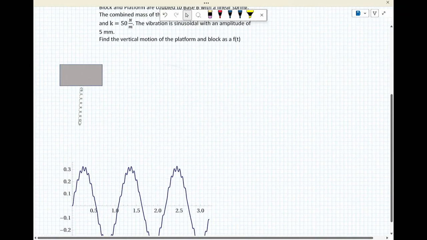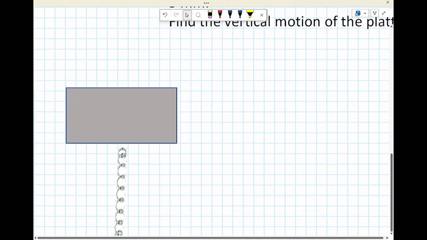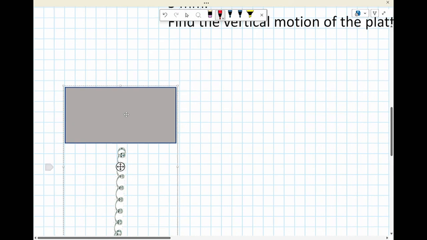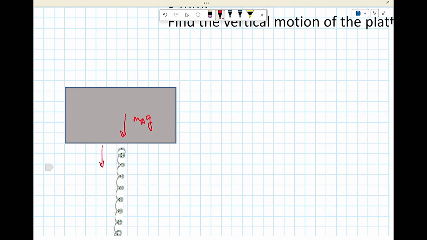So I have this system here. I have MAG, I have force of the spring, and again you'll notice that when I'm writing this out, I'm always writing it out in this form right here, which is everything is going to work out, so I have a positive equation.